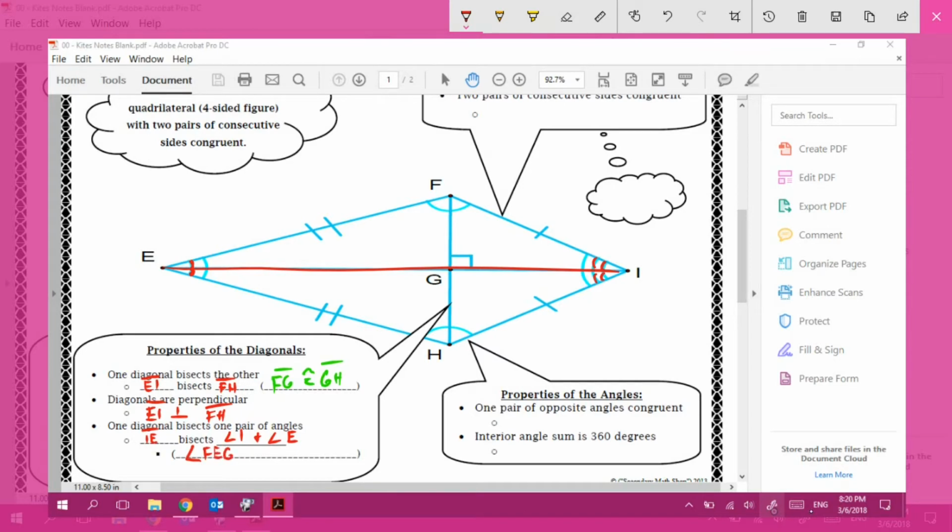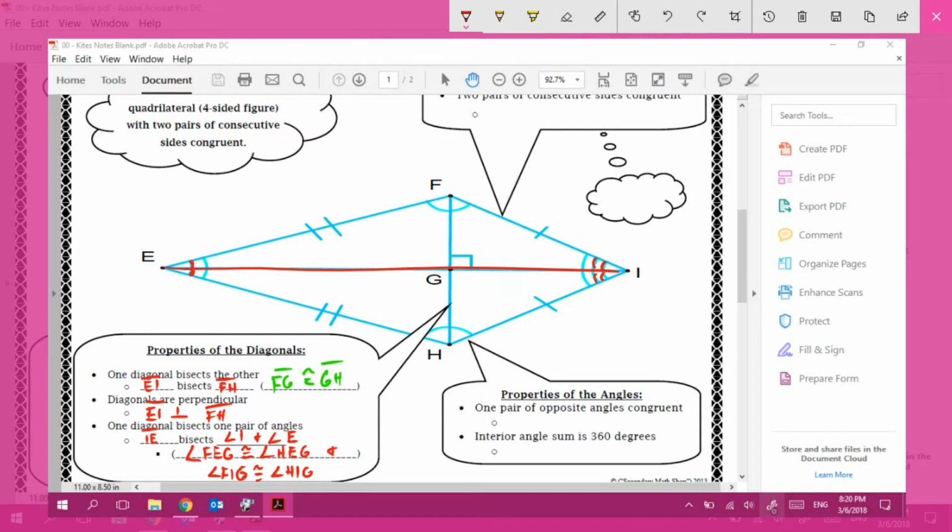That's going to be this angle right here, F to E to G. That angle is congruent to angle HEG, from here to there to there. And then also angle FIG is congruent to angle HIG. There we go. Those two angles are congruent. All right, cool. So that is the end of the properties of the diagonals.